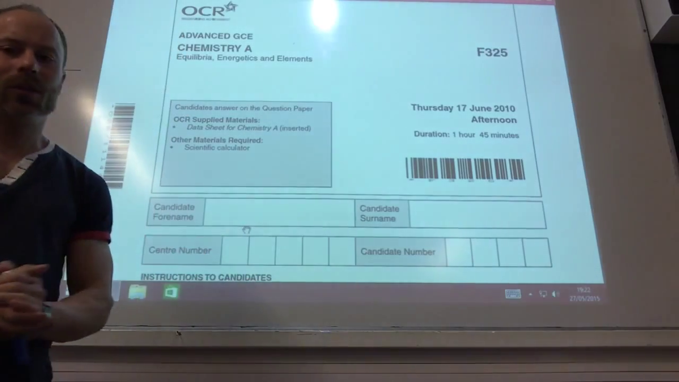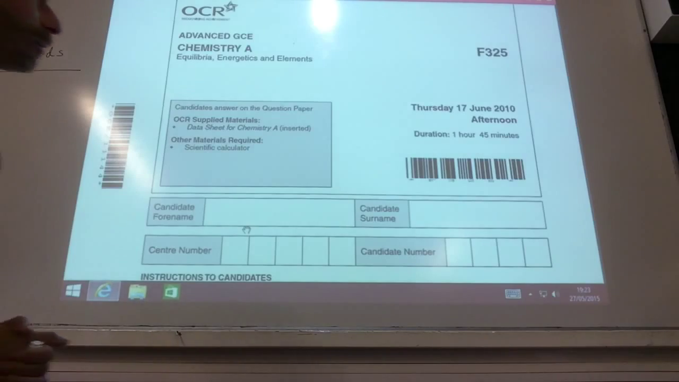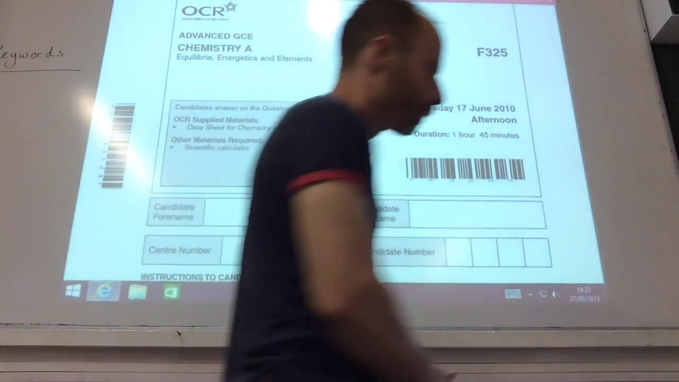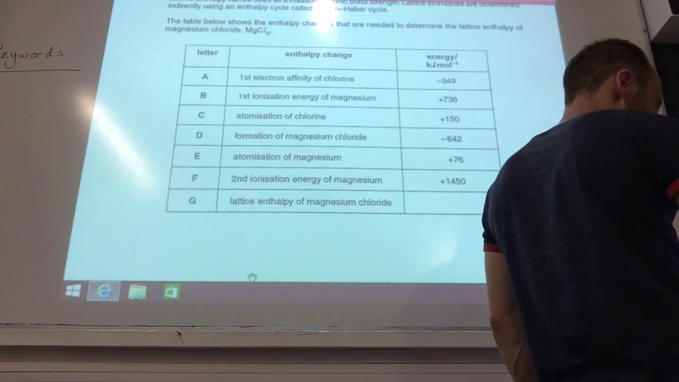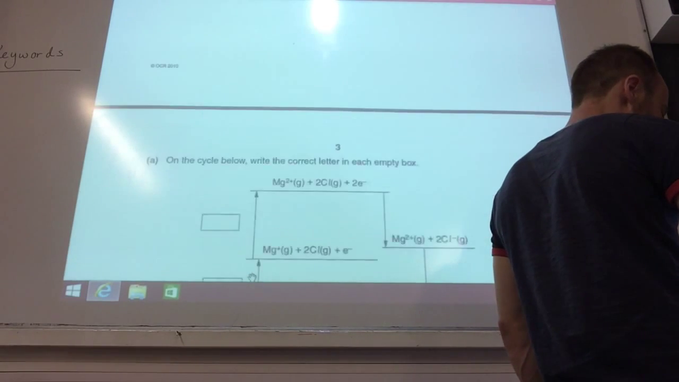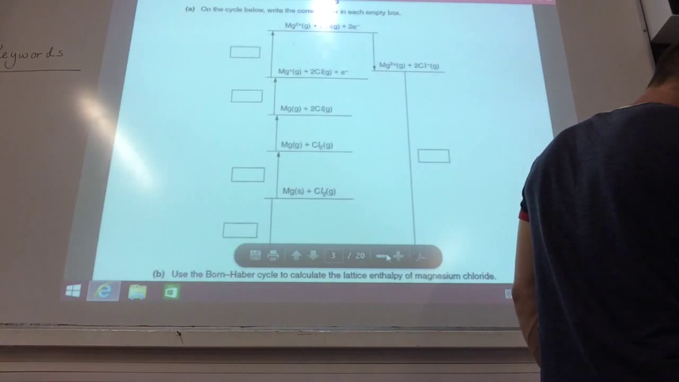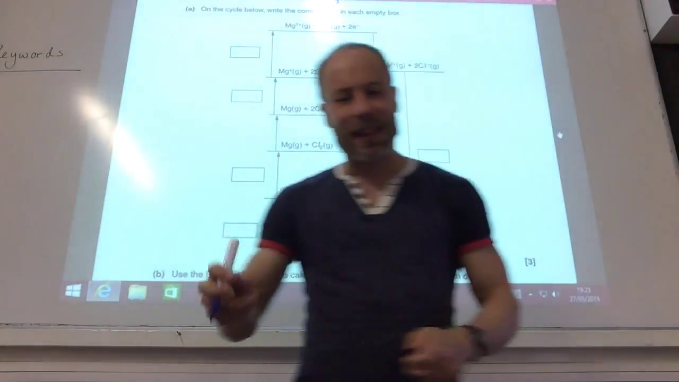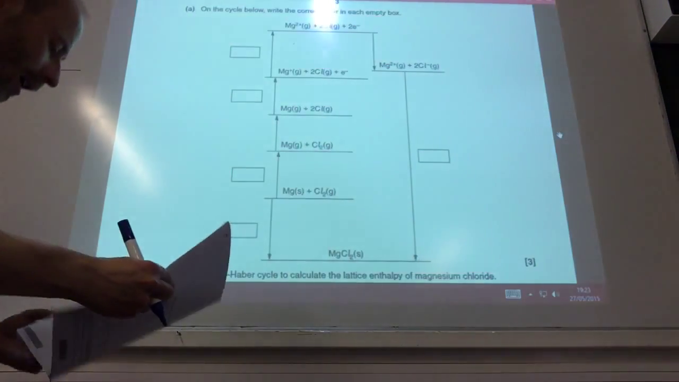Okay, so welcome along. We're going to do Equilibria, Energetics and Elements from June 2010 today. So let's kick off. Some information here, give me some data to allow me to do this Born-Haber cycle. So I need to fill in the letters from this Born-Haber cycle, so let's see how we get on.